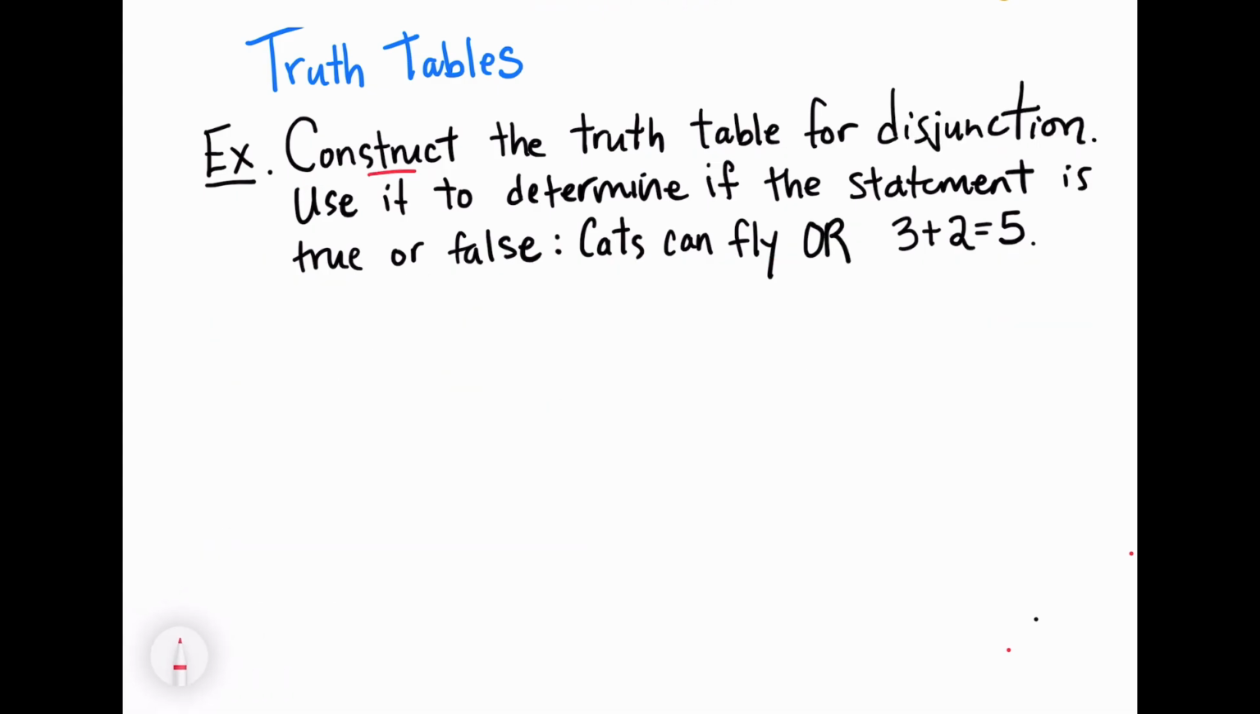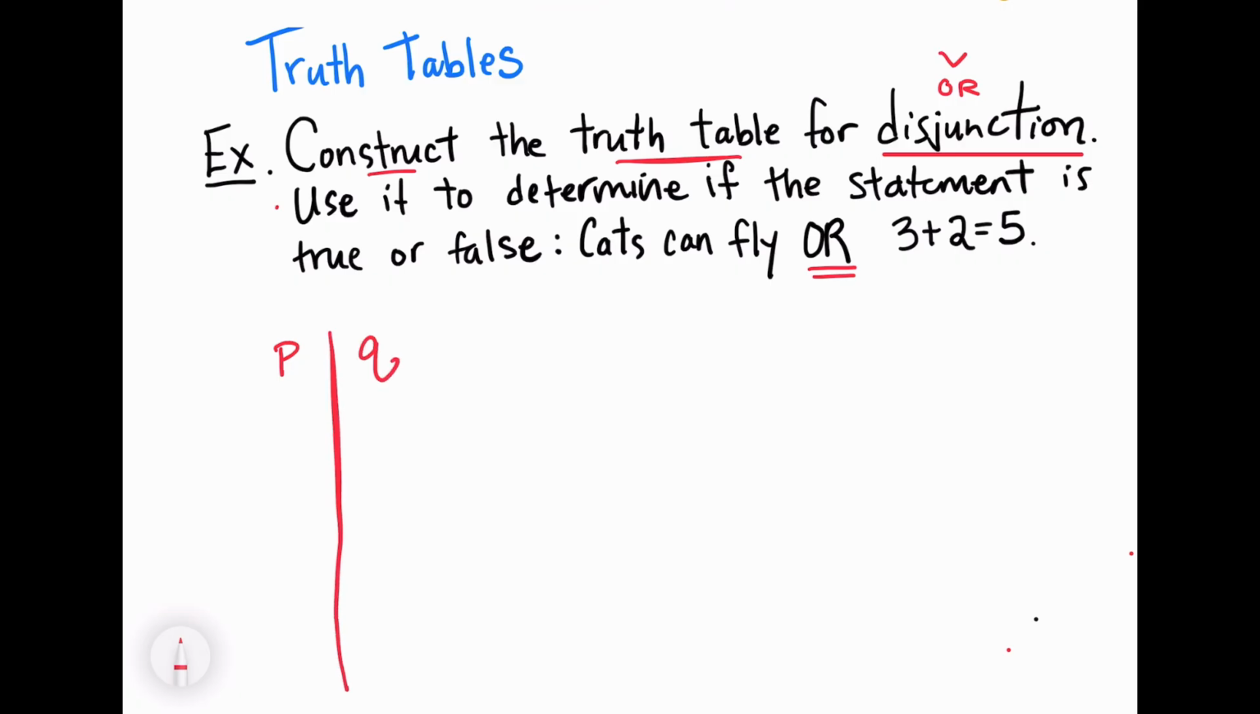In this example, we're going to do something very similar. We're going to construct the truth table for disjunction. Remember, these are the "or" statements. Then we're going to use it to determine if the statement is true or false. So I changed the "and" to an "or." So this is "cats can fly, or 3 plus 2 is equal to 5." So let's start by constructing the truth table.